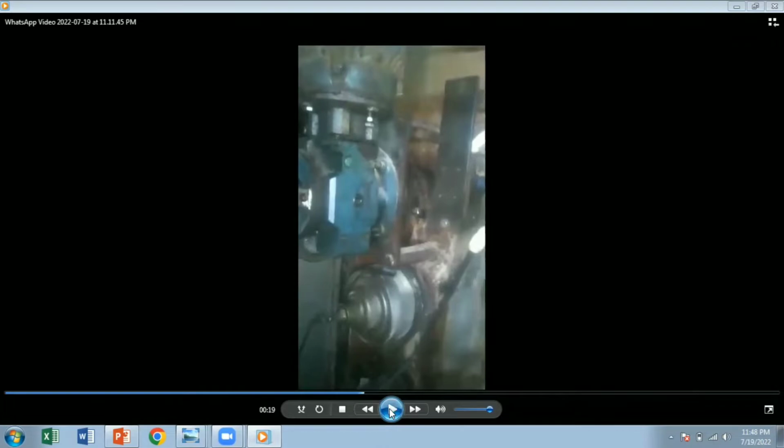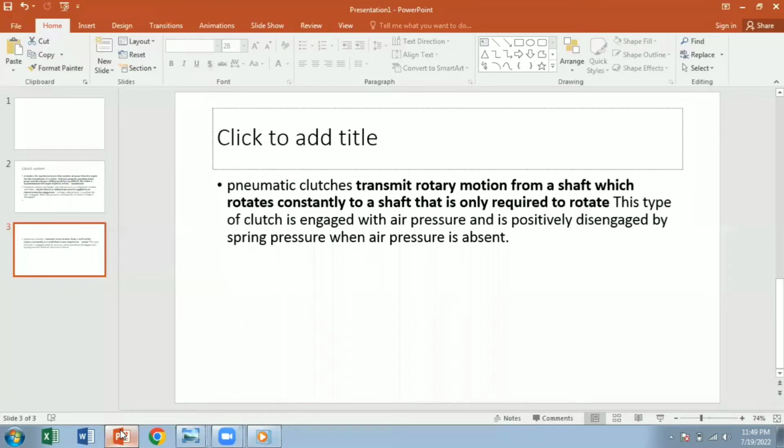When the air is supplied, the clutch is compressed, or the brake is compressed, and then it will perform its rotary motion. In the definition, it rotates continuously to the shaft that is only required to rotate. This type of clutch is engaged with air pressure and positively disengaged by the spring. So when there is no air, it will not perform its motion.